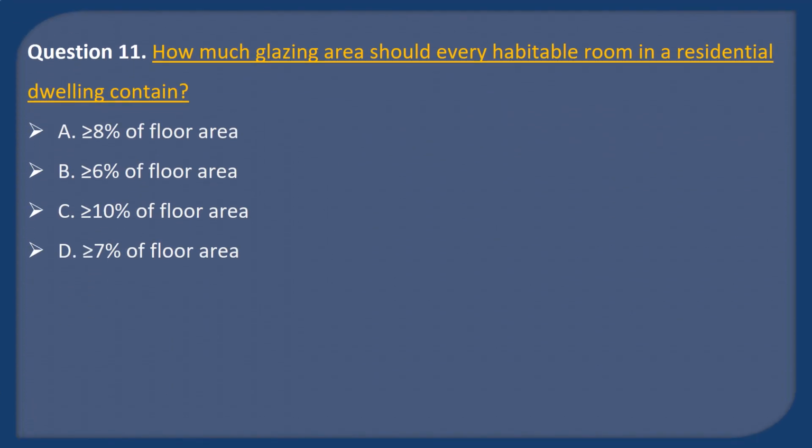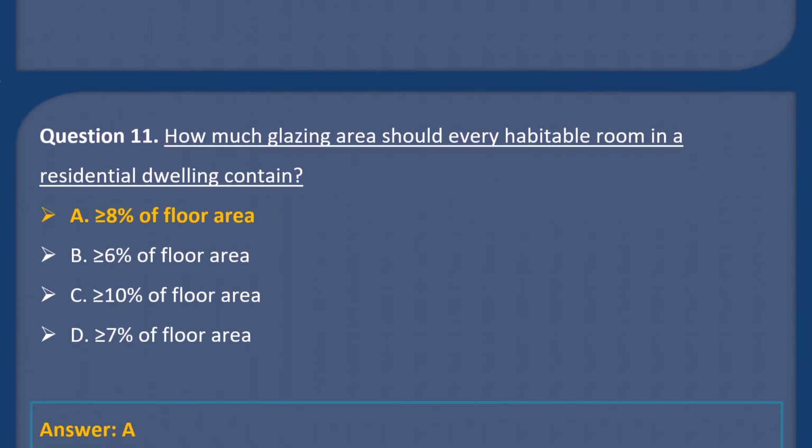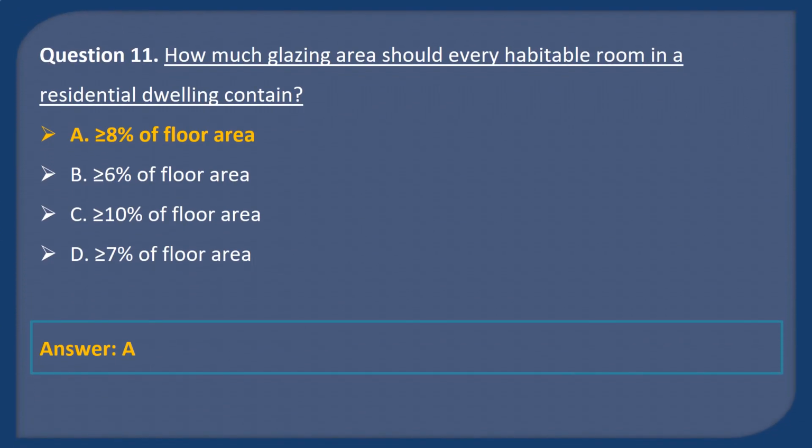Question 11. How much glazing area should every habitable room in a residential dwelling contain? A. 8% of floor area. B. 6% of floor area. C. 10% of floor area. D. 7% of floor area. Answer A.